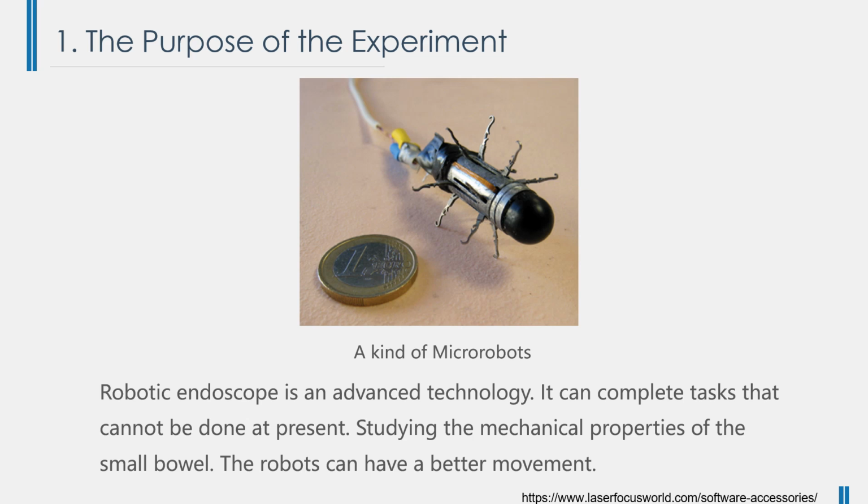A robot must navigate a tortuous path, often steering around 180 degrees bends, ascending and descending mucous membrane-covered surfaces, and traveling against peristaltic forces generated by the migrating motor complex. In addition, the bowel wall is soft, delicate, and narrow, which constrains the size of a robot, and provides minimal mechanical support. By studying the mechanical properties of the gastrointestinal tract, the robot can have better movement. The figure shows a kind of microrobot, which is about the size of a €1 coin.